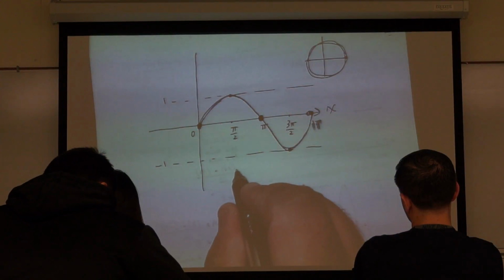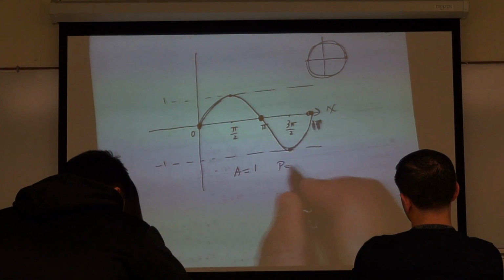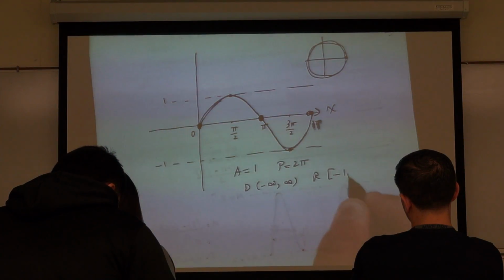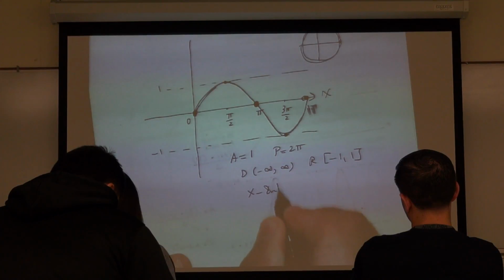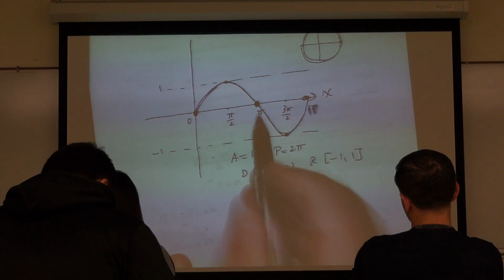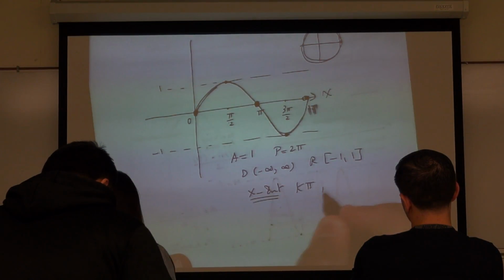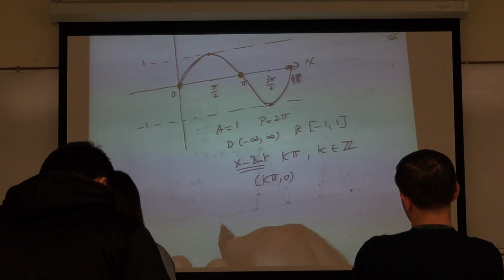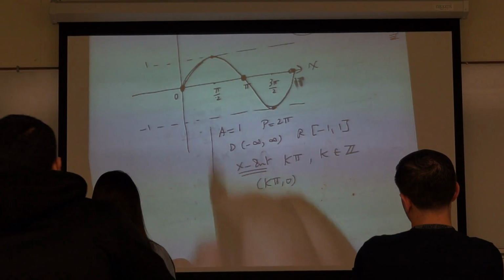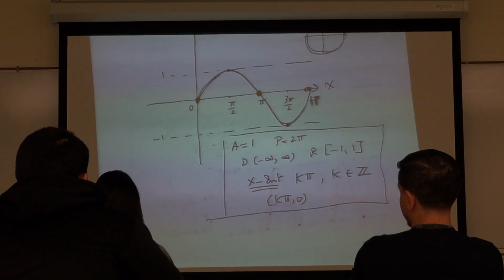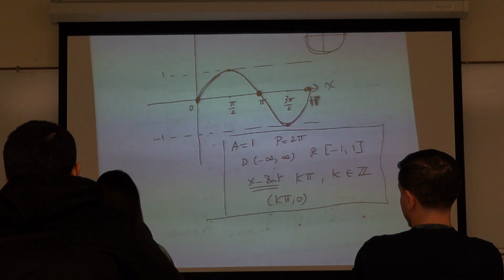So, what's my amplitude? 1. What's my period? 2 pi. What's my domain? What's my range? What are my x-intercepts? Either multiples of pi over 2 or multiples of pi. But they are multiples of pi. K pi, k belongs to Z, which means k is an integer. So we have k pi, 0. Right? That's it. This process has to be repeated a lot of times for you to be able to graph sine.